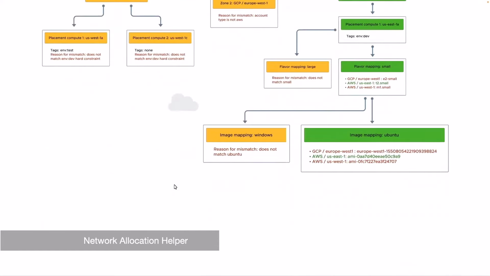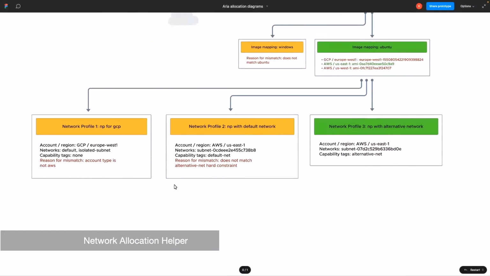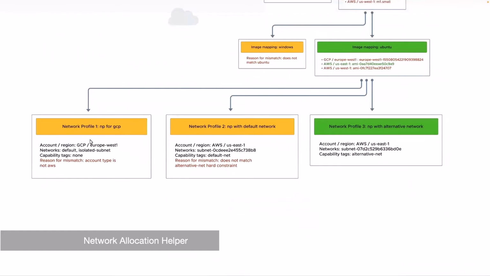So let's get to the new part, selecting a network profile. The first one is in GCP account and will be easily discarded because its account type is GCP, not AWS. The one with the default network has the default net tag only and will also be discarded because of the alternative net constraint. And the last one is in AWS and US East 1 region and will be chosen because it fulfills our constraint and matches the account in region selected by the compute allocation. So this would be the selected subnet.